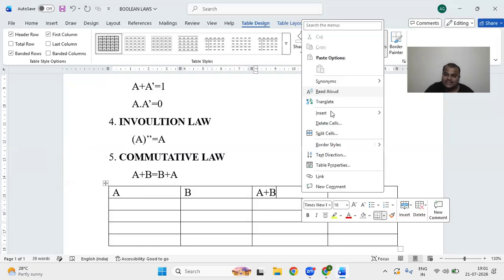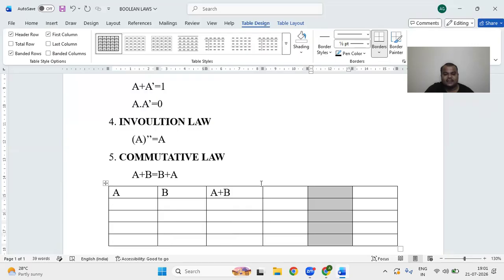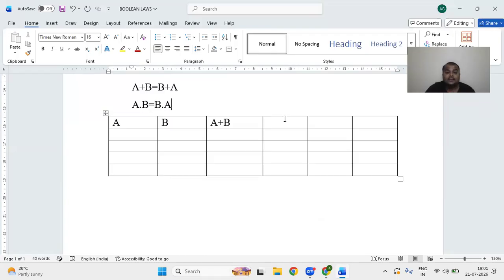Another property is there. I will write everything in one table. These are all very easy topics, but you must know this. Boolean laws are like that. I think it is understood. A plus B equal to B plus A, and the second property is A into B equal to B into A. It is also easy. I can write B plus A. Next is A into B equal to B into A.